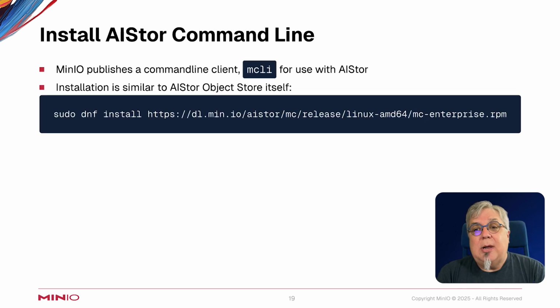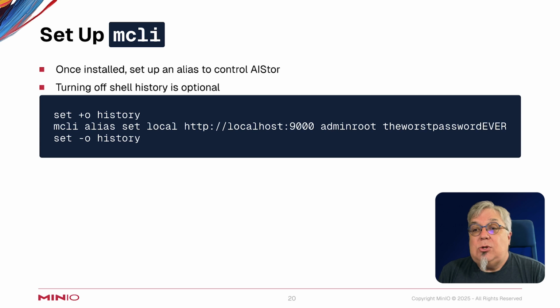If you want to control MinIO from the command line, which is in many cases the preferred way for system administrators to do it, we have an MCLI client that you can use with AIStor. The installation is similar to the AIStor install itself. You just use that DNF install and you install the MC Enterprise RPM. Once you have set this up, you will need to set up an alias to talk to your MinIO AIStor server.